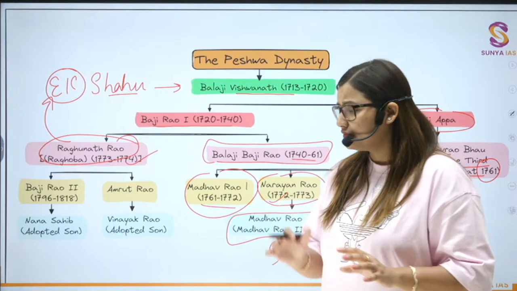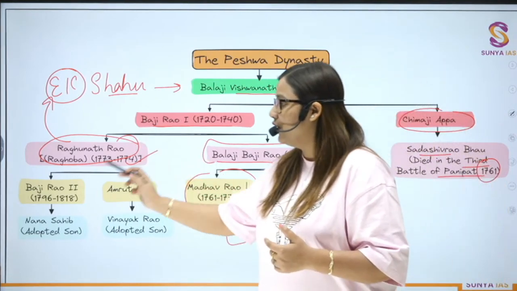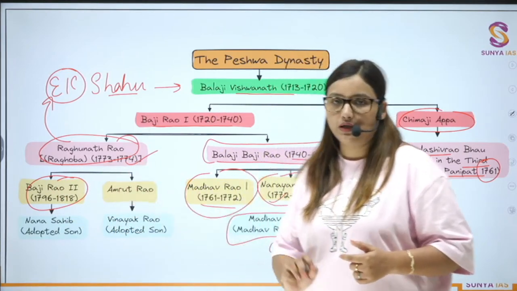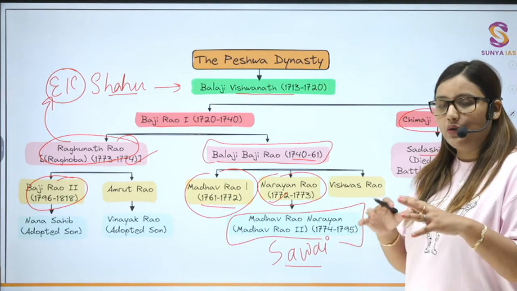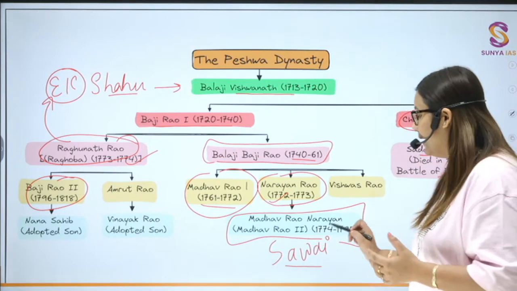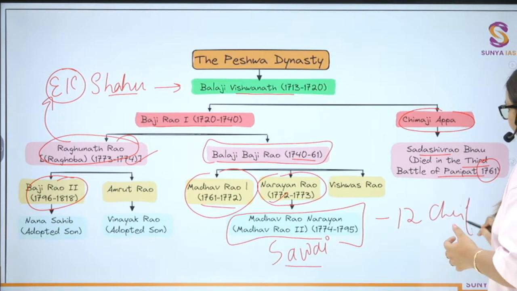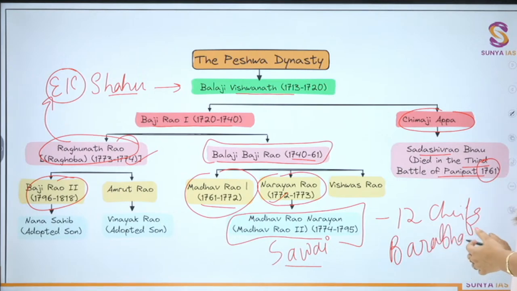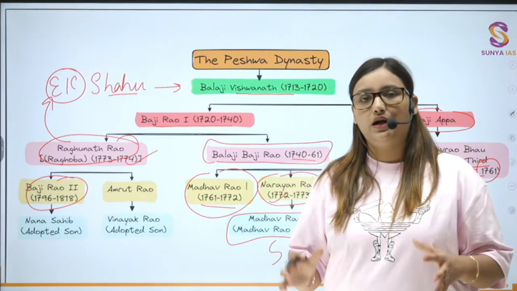But again, when they came to peace, you will see after the death of Raghunath Rao, Baji Rao II became the next Peshwa. Baji Rao II is the son of Raghunath Rao. Here you see that Savai Madhav Rao, when he became Peshwa, was an infant, and he was led by the Bara Bhai. The Bara Bhai are 12 Maratha chiefs, and they were led by Nana Fadnavis. So Nana Fadnavis was the leader who was maintaining everything in the Maratha Confederacy.